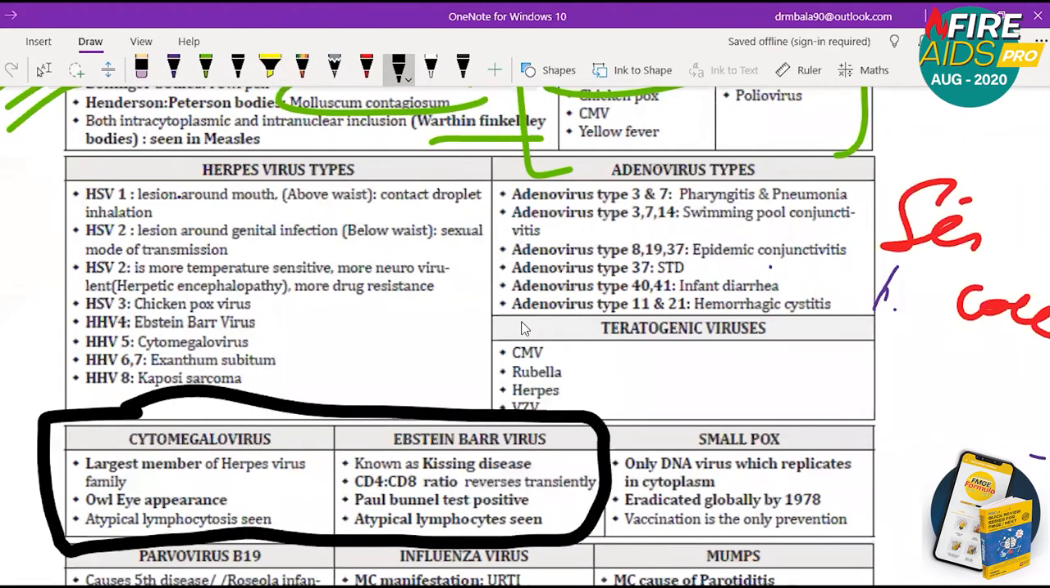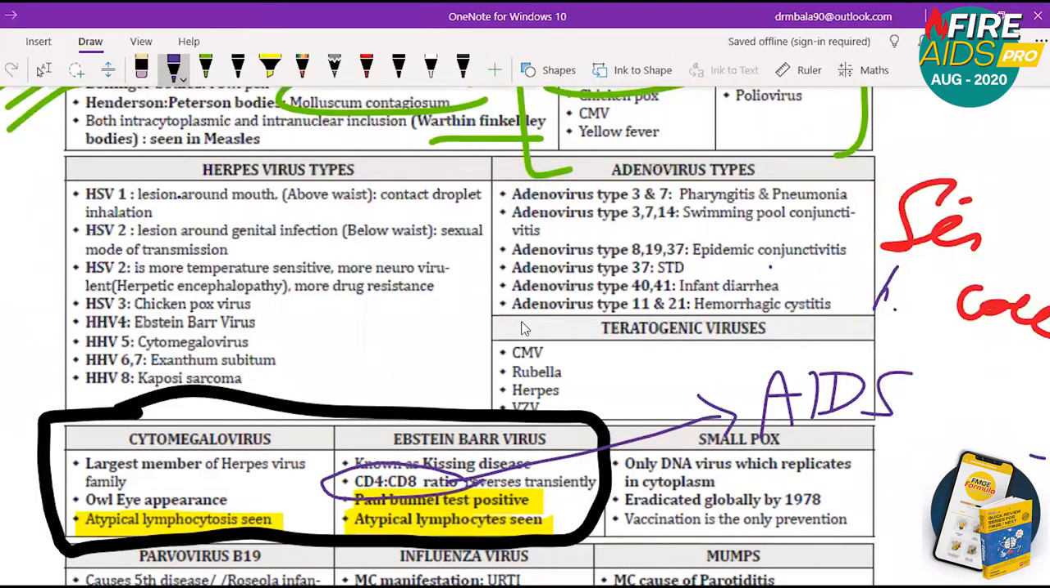The first is the comparison of atypical lymphocytosis. So you get atypical lymphocytosis, you don't know whether it is CMV or EBV. You would look for Paul Bunnell test positivity. Paul Bunnell test positivity means it is infectious mononucleosis, that is an Epstein-Barr virus problem. Then with this point, that is CD4 to CD8 reversal, you are going to compare it with AIDS. So look, is it transient or not?